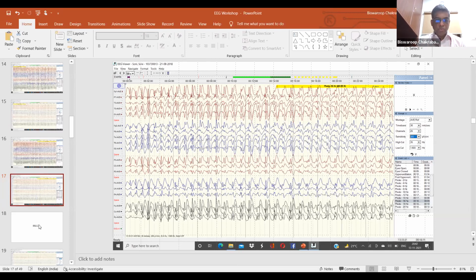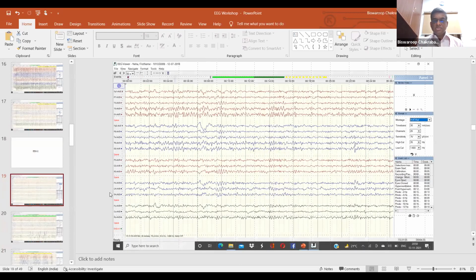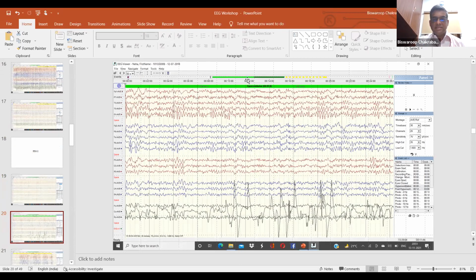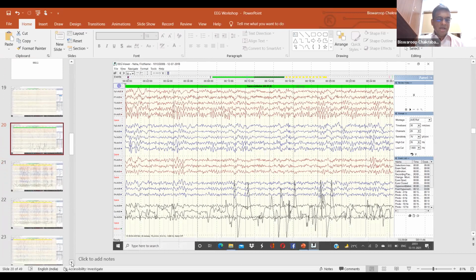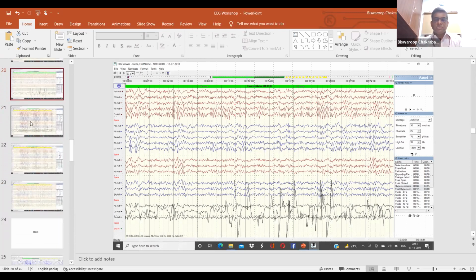Now we'll move on to the second EEG. So again, simple posterior dominant alpha rhythm you can see in the first epoch. Second epoch, you can see the cursor is at hyperventilation. Nothing has happened on hyperventilation. It's a classical posterior dominant alpha rhythm going on. Now, as we move on to the next epochs, you see what is happening.